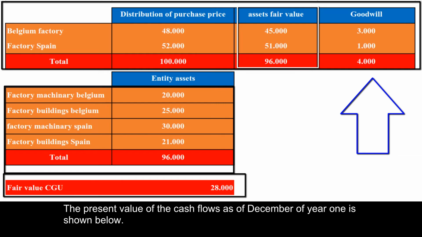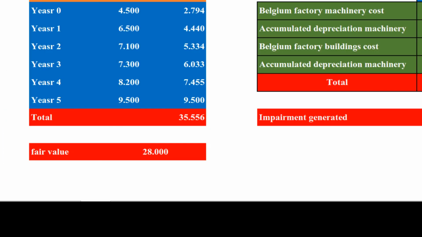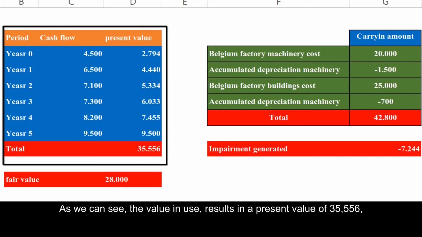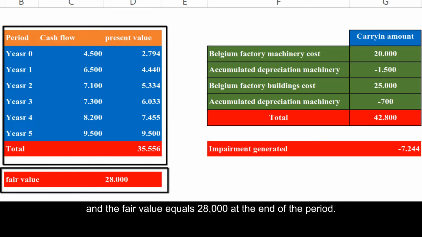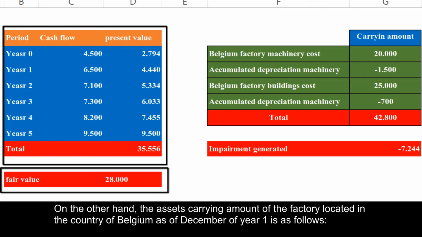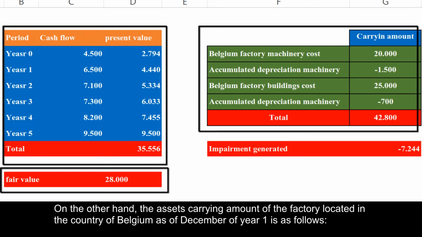The present value of the cash flows as of December of year 1 is shown below. As we can see, the value in use results in a present value of $35,556, and the fair value equals $28,000 at the end of the period. Therefore, the recoverable amount of the cash-generating unit is equal to $35,556. On the other hand, the assets carrying amount of the factory located in the country of Belgium as of December of year 1 is as follows.